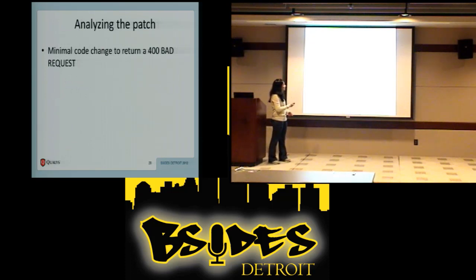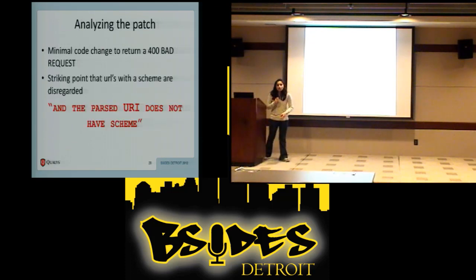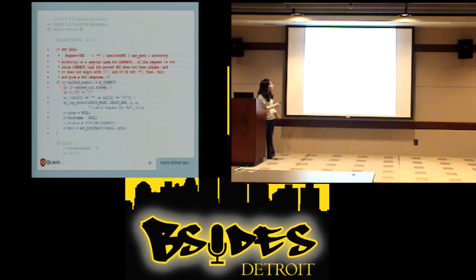So we know that it was a minimal code change. But the striking point was that the comments mentioned that if the parsed URI did not have a scheme. So I thought, okay, let me show you what that is. Here it says that if the parsed URI does not have a scheme, and then the same thing is mentioned here. So when I was reading through the comments, I thought that if somehow I could create a URI which had a scheme, then I would bypass the entire if loop, because this particular condition would not be satisfied.